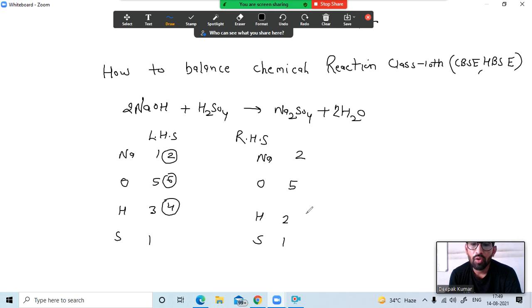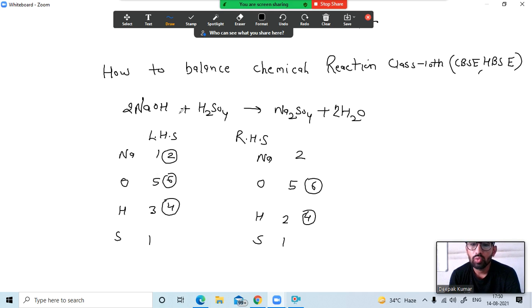Now the hydrogen is 4 here, and on the left hand side it is 4 too. Now the oxygen is 6 on the right hand side, and on the left hand side the oxygen is also 6. Now oxygen is balanced, and sulfur on both sides is 1. Now the chemical reaction is balanced. Let's check that the reaction is balanced.